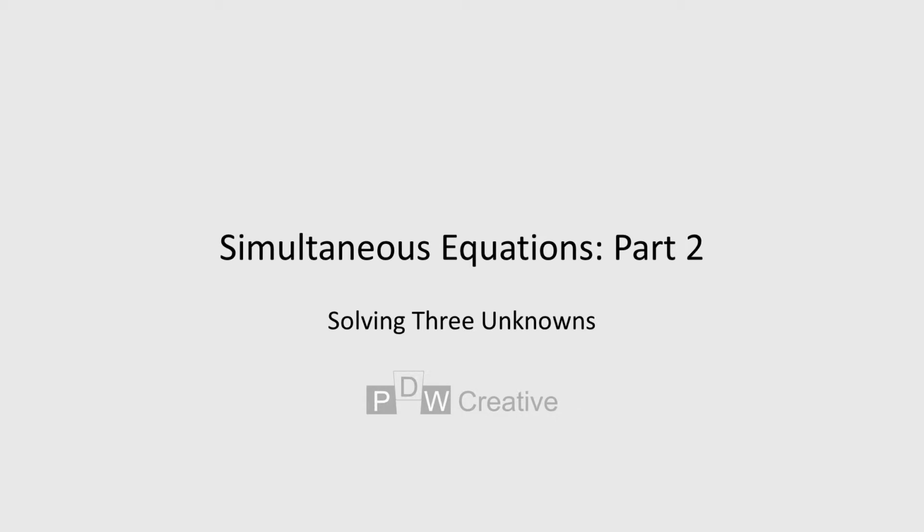In part 1 we looked at solving equations involving two unknowns. We achieved this by taking two equations containing the same unknowns and simplifying using both elimination and substitution methods. Now we will look at the additional complication involved when three unknowns come into play.